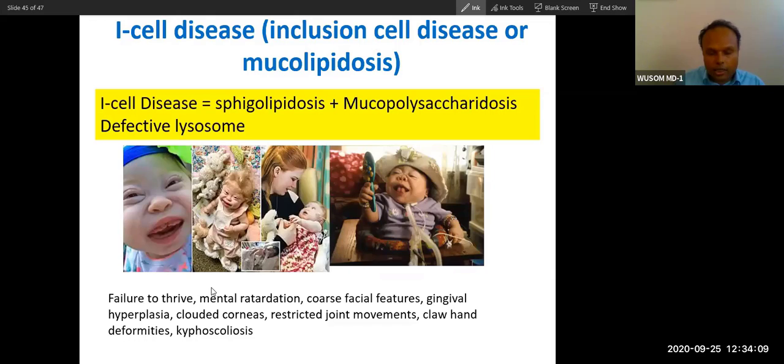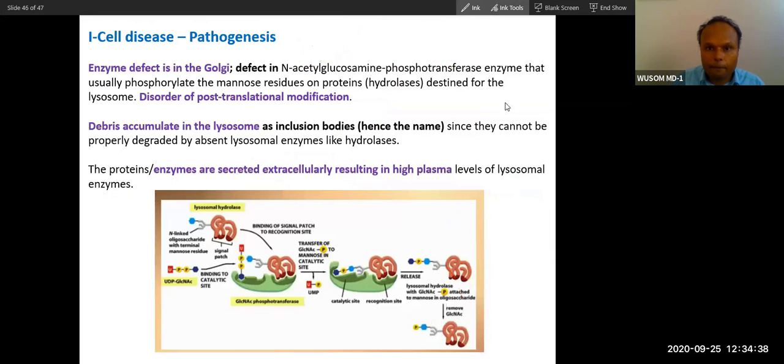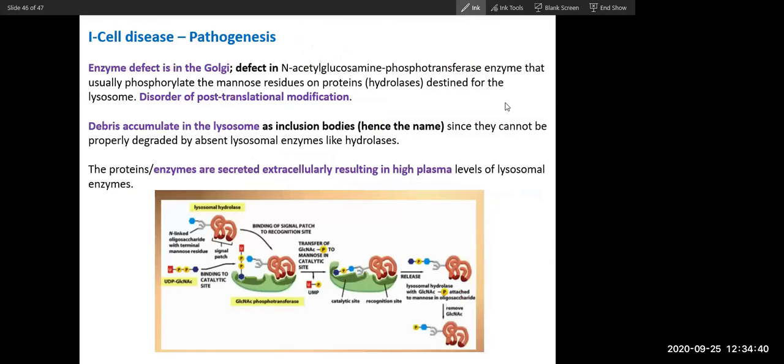So this is the presentation. You will see a similar but severe presentation. Mental retardation will happen. Coarse face, gingival hypertrophy, because all this mucopolysaccharide and sphingolipid will deposit in bone, and corneal clouding, kyphosis. This type of presentation you will see. The parents will have a very hard time with such kids. Okay, did you understand about this I-cell disease? Yeah, thank you so much.